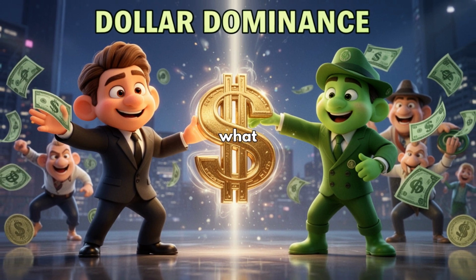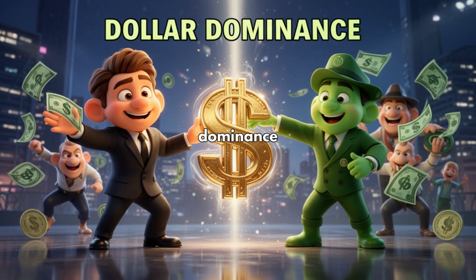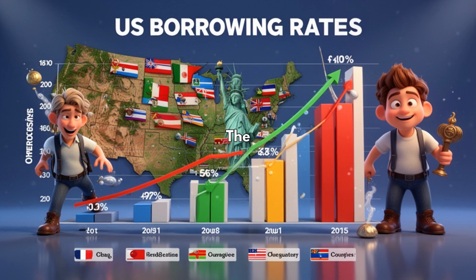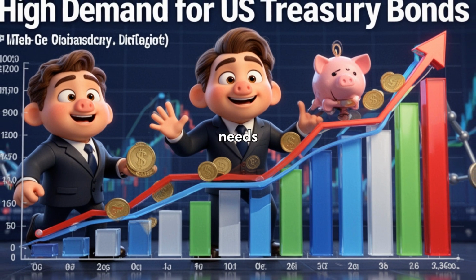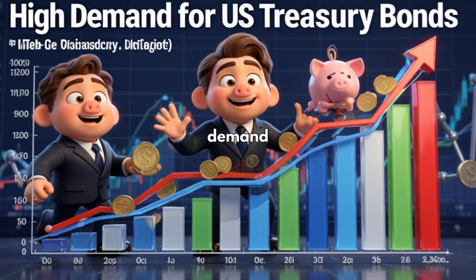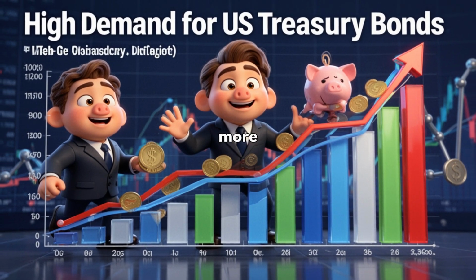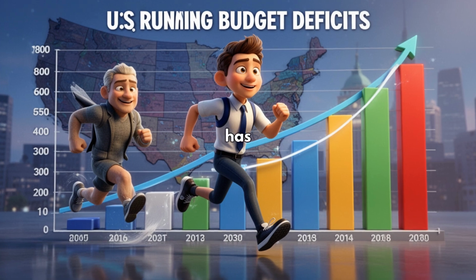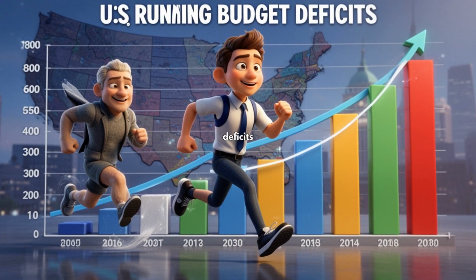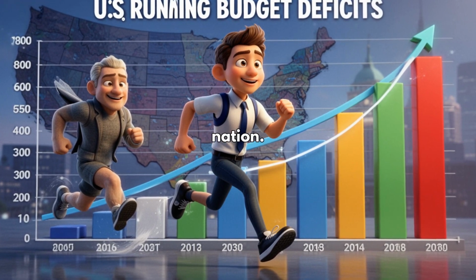Before we talk about what happens if this changes, let's understand just how much power dollar dominance gives the United States. The first privilege is cheap borrowing. Because the world needs dollars, there is always demand for US Treasury bonds, meaning the US government can borrow money more cheaply than any other country on Earth. This has allowed America to run massive budget deficits for decades without the consequences that would cripple another nation.